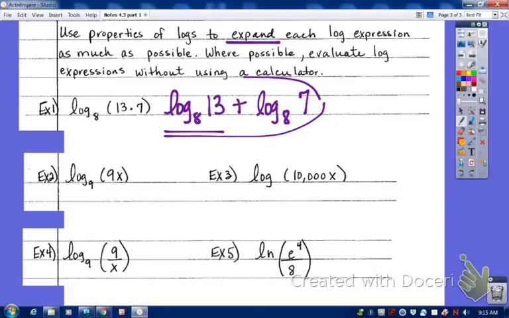Okay, example 2. It doesn't look like we're multiplying, but we are. 9x is the same as 9 times x. So you'll either need to think that or write it.